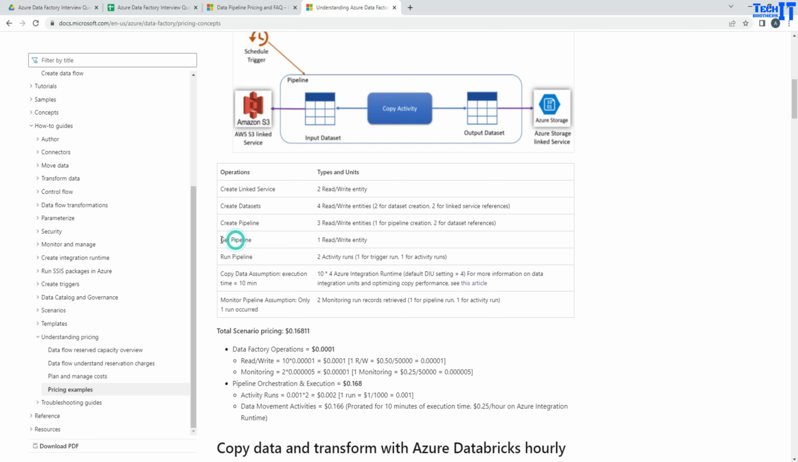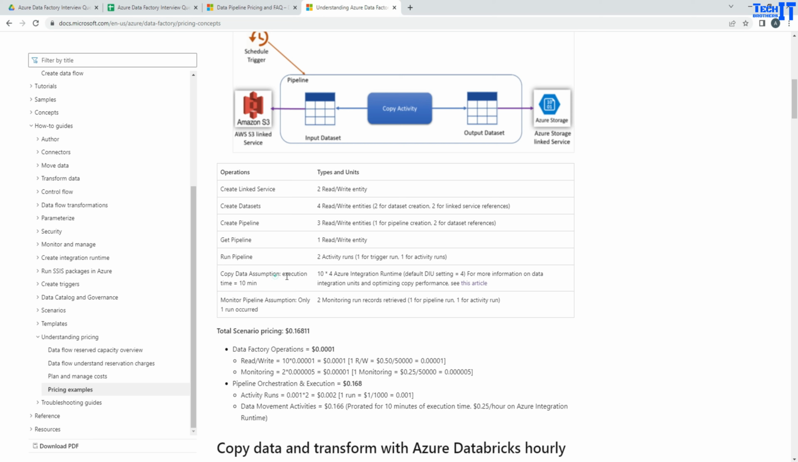And then there is a get pipeline. So one read-write entity will be used to get the pipeline definition, and then to run the pipeline definition we use 2 entities, one for the trigger run and one for the activity run. Okay, so these are all, if you calculate, and then we are performing the actual copy right there.